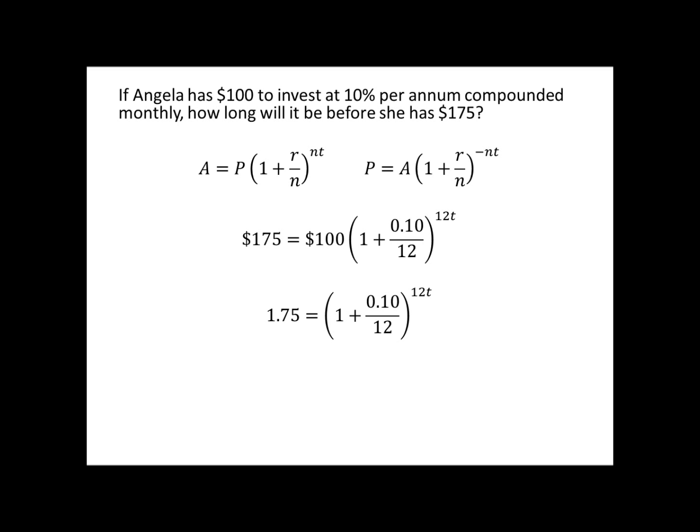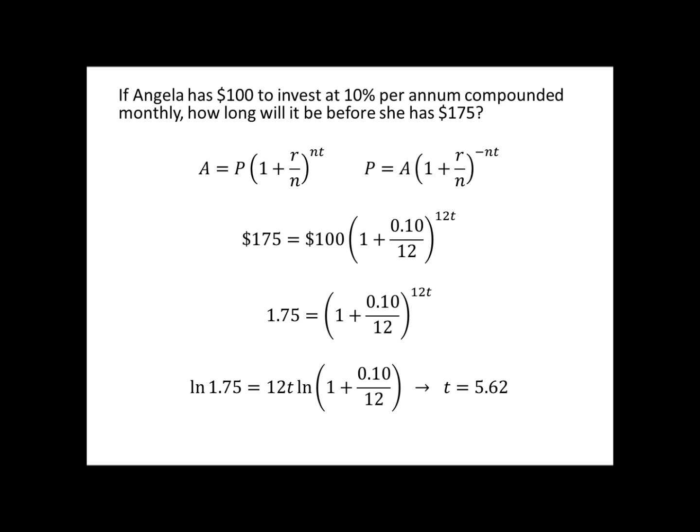Now, the first thing that we should do is divide over the 100. And now that we've got a power to solve for, as we just did in the previous section, we're going to do that with a logarithm. Now, what logarithm should I use? Well, I should probably use a logarithm that my calculator can use. When I take the logarithm, that lets me move the 12t down front. So I have the natural log of 1.75. You could also use a log base 10. Just use something that your calculator can solve for.